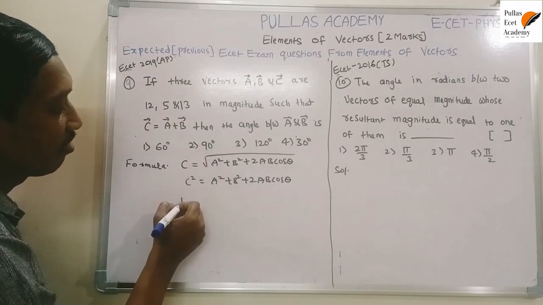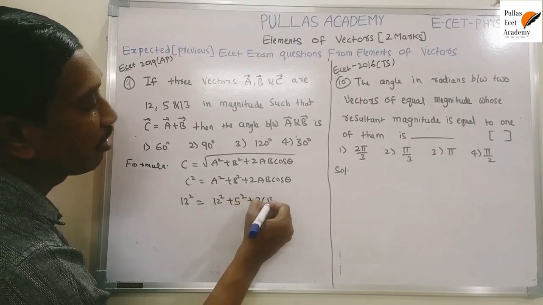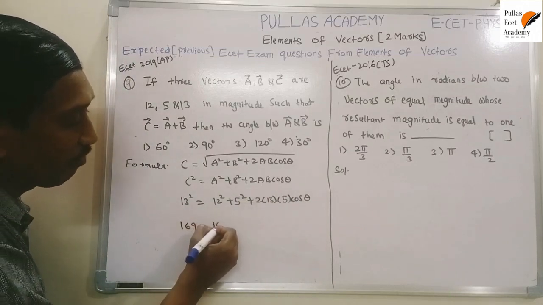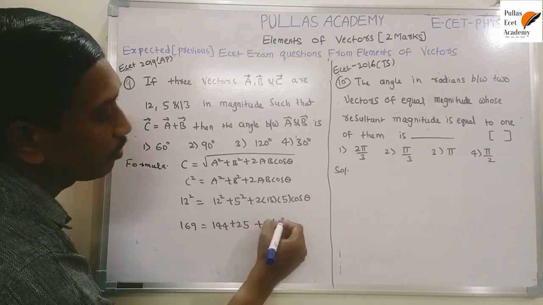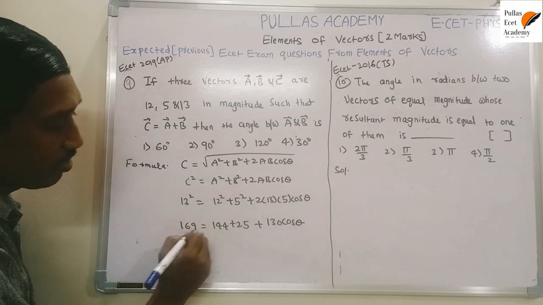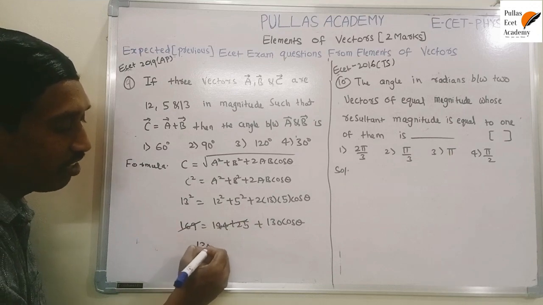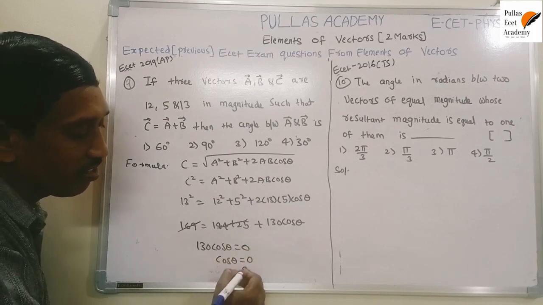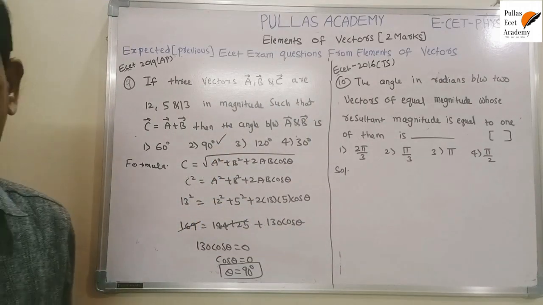C is given as 13, so 13 square is equal to 12 square plus 5 square plus 2 into 13 into 5 into cos theta; we are asked for theta. So 13 square means 169, equal to 144 plus 25 plus 2 into 13 into 5, which is 65, so 130 cos theta. This is a simple one. 144 plus 25 is 169. The 169 cancels, then 130 cos theta is equal to 0. So cos theta is equal to 0, which means theta is 90 degrees, since when theta is 90 degrees the cos theta value becomes 0. That is correct. 90 degrees is the correct answer.